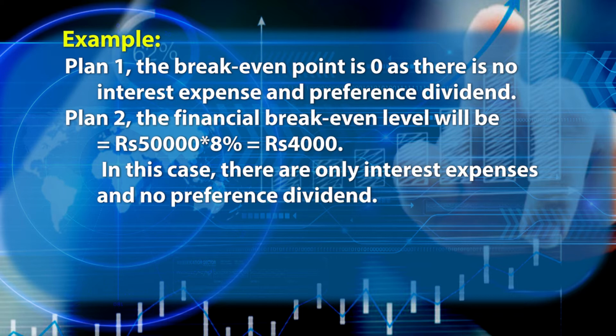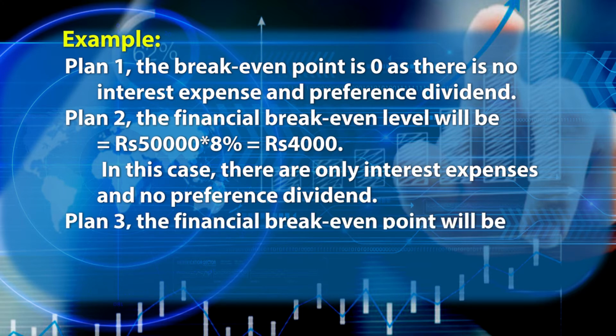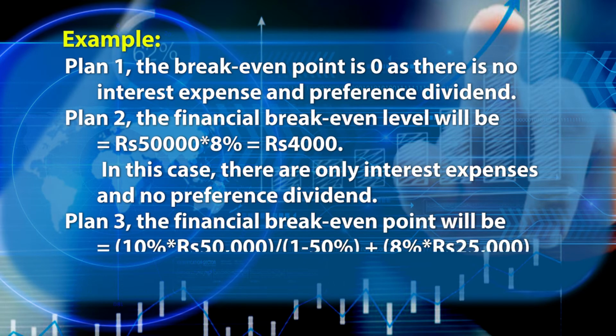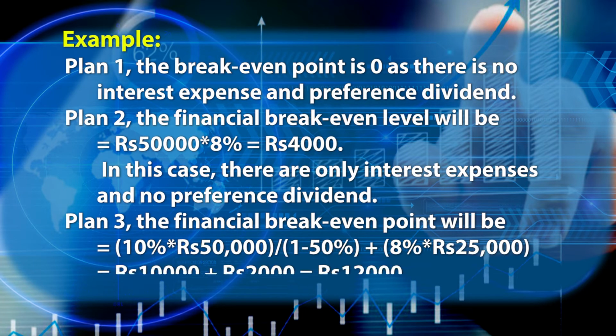For Plan 3, the financial break-even point will be equal to 10% of rupees 50,000 to be divided by 1 minus T, that is 50%, plus 8% on rupees 25,000, which would be equal to rupees 10,000 plus rupees 2,000, which will give you rupees 12,000.